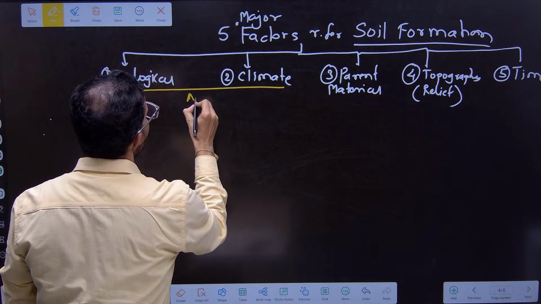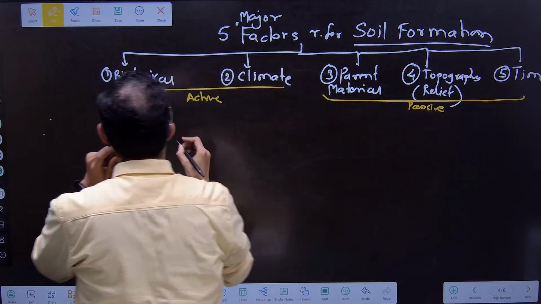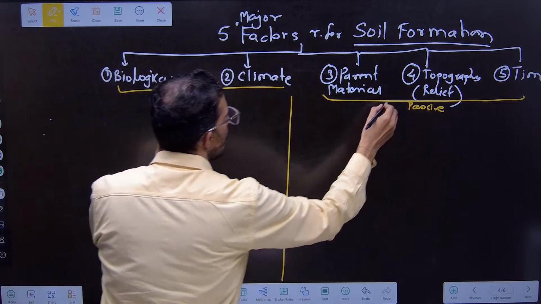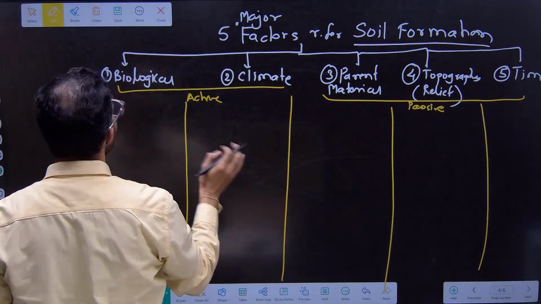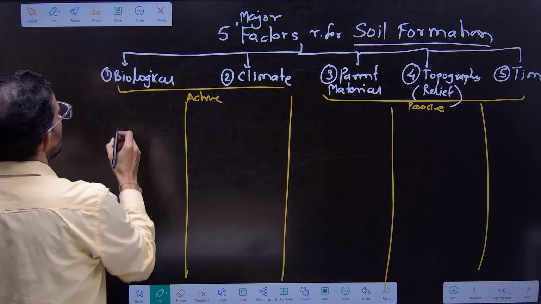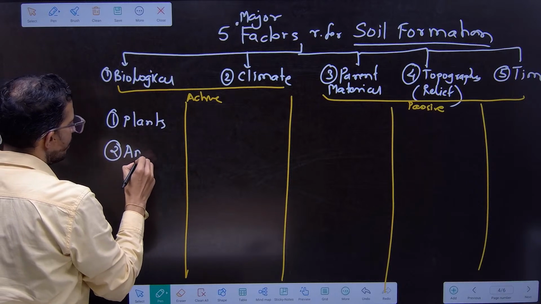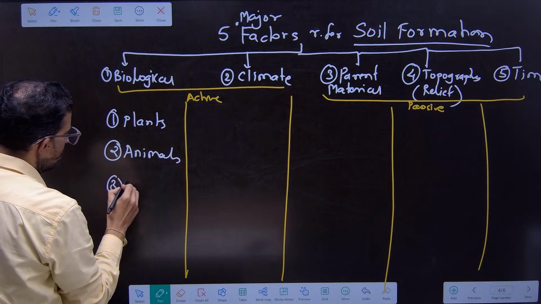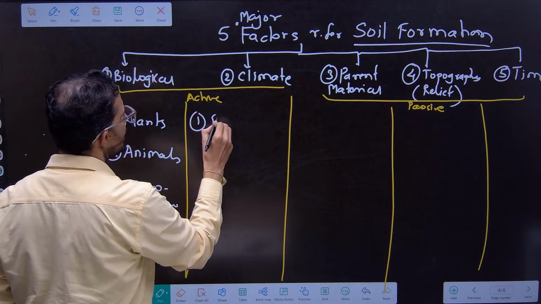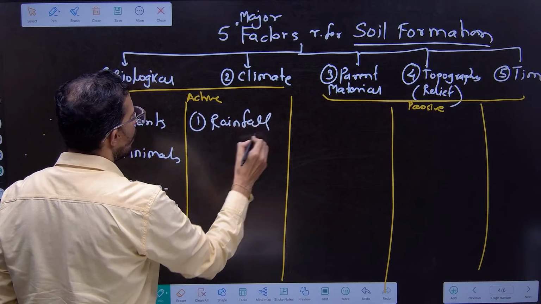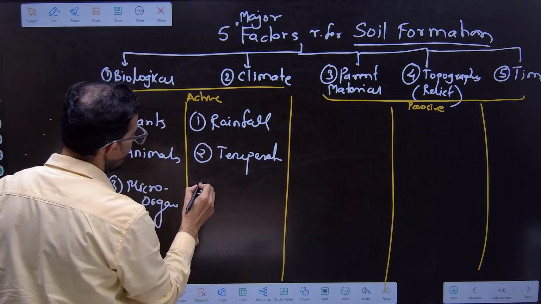These are called the active and passive factors. If we see biological factors, we have seen the plants, animals, and the microorganisms. And in the climate, we have seen the rainfall, then temperature, and to a certain extent, the winds.